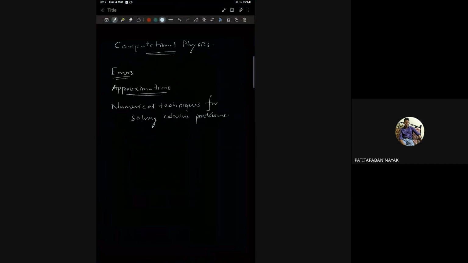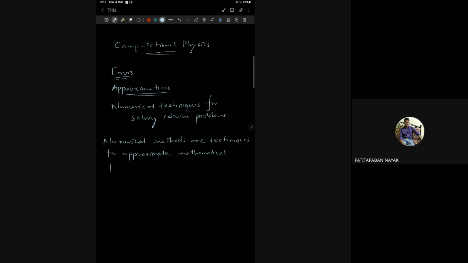So coming back to my notes, numerical methods are nothing but, let me write it down, techniques to approximate mathematical processes. Okay.